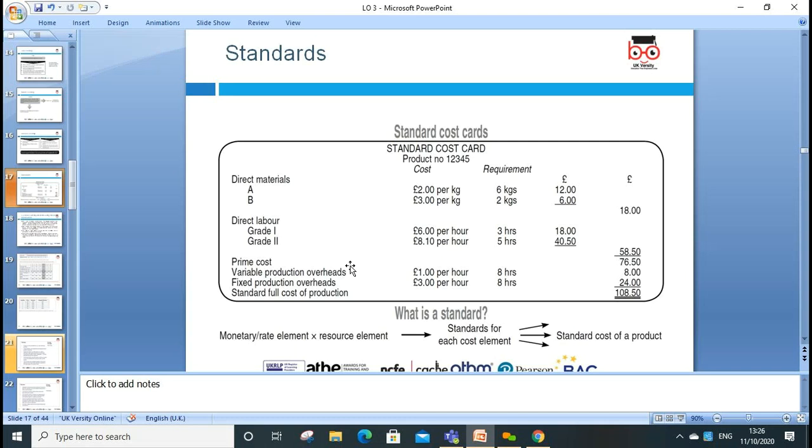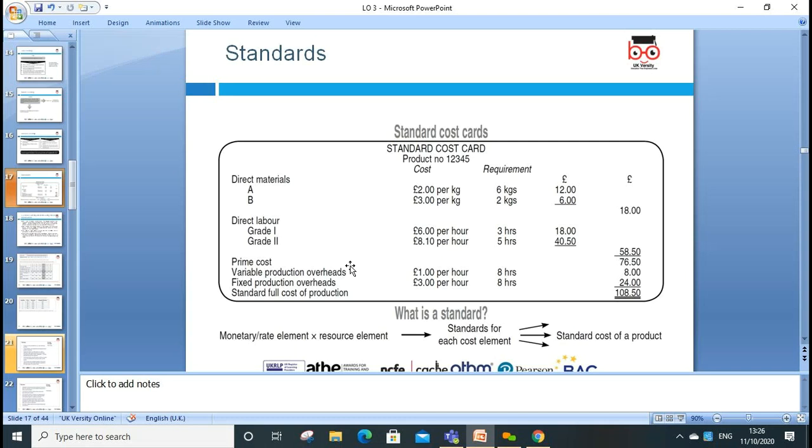Then we have a fixed production overhead that's also related to the production, that's 24 pound worth. So total cost to make one unit is 108 pound, and standard costing is always good to weigh the variance. So standard cost minus actual cost, the difference will be the variance.